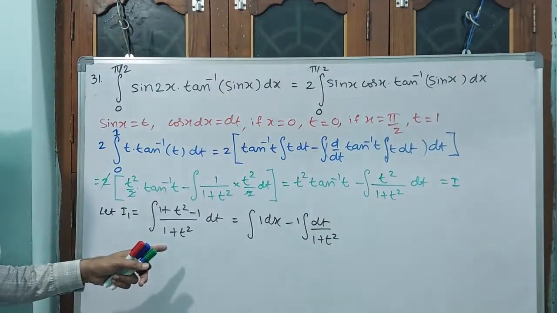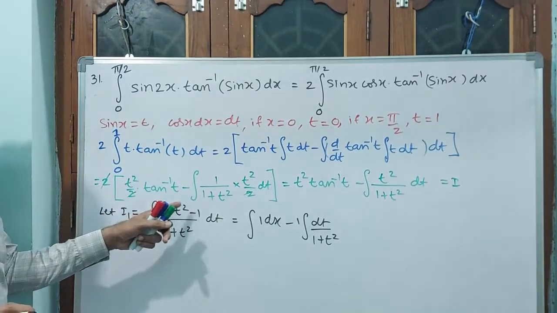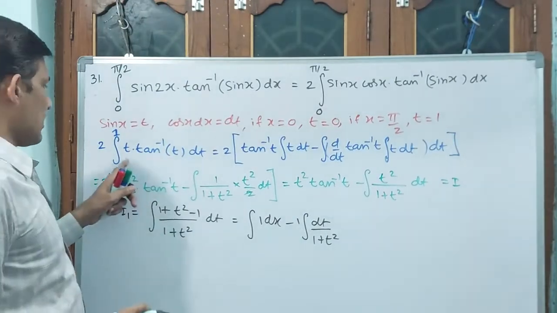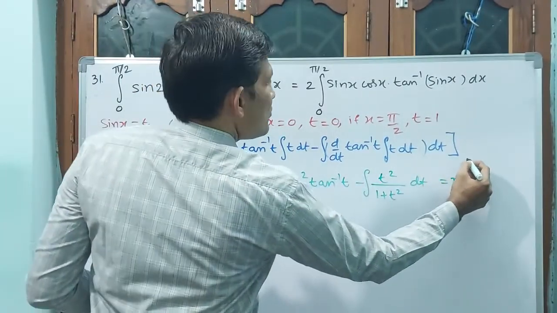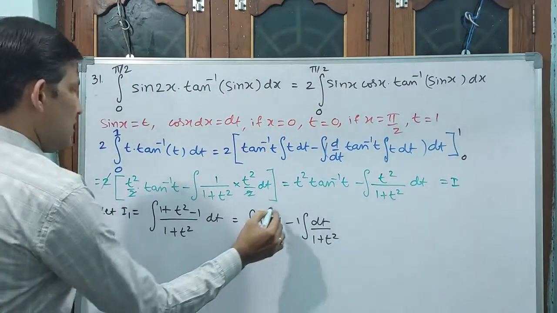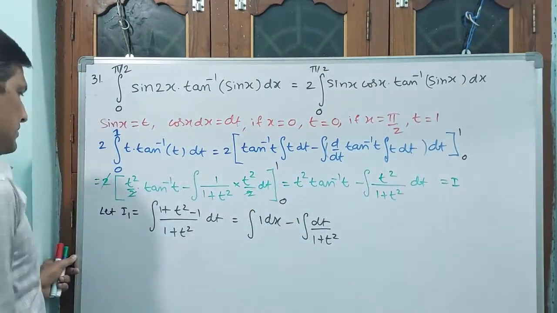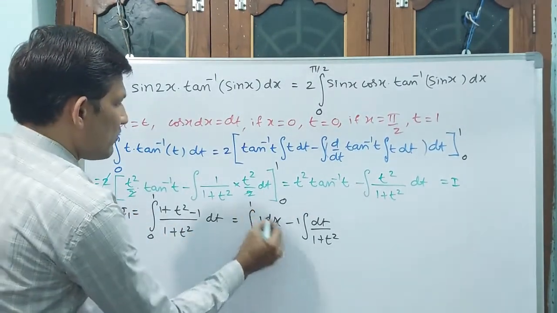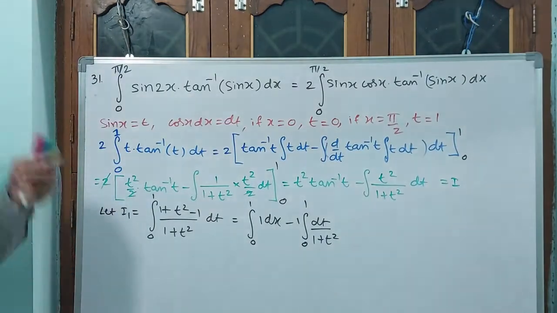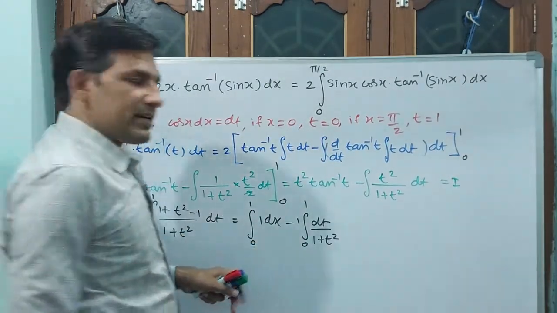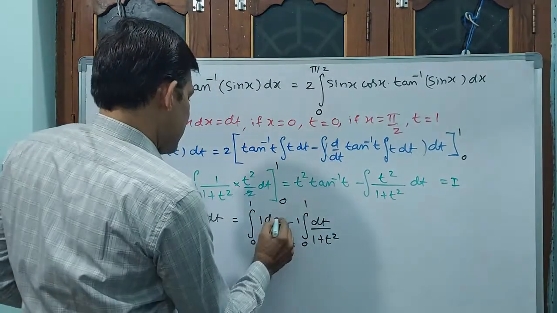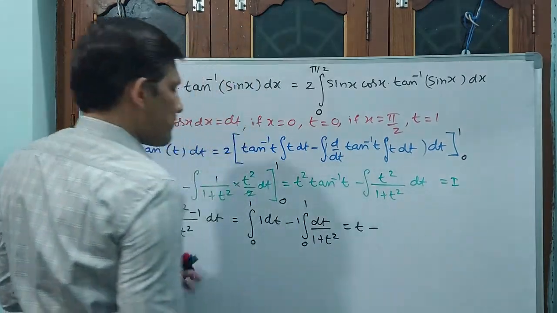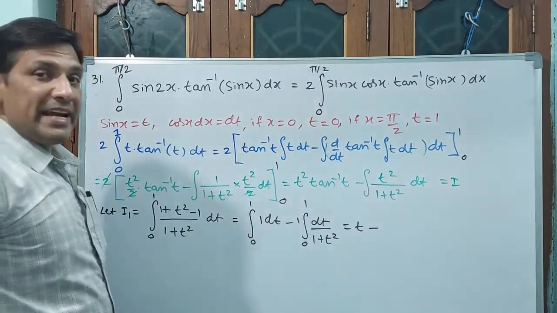Here, keep the limits also. If not possible, at least keep them outside, 0 to 1. Here you can keep 0 to 1 directly, because this is t only. You know very well that the integral of 1 dt is t. So it is t minus 1 by 1 plus t square, tan inverse t.